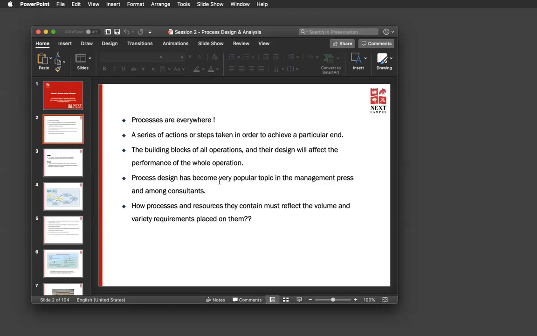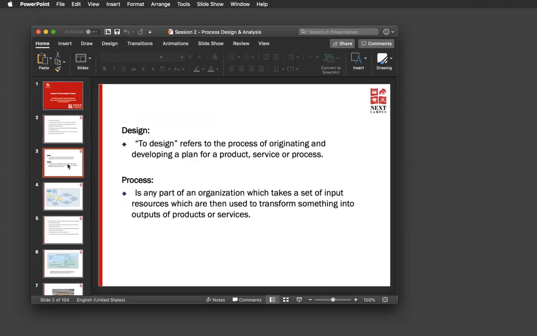Right, so that's actually a rudiment of a process. But processes mean a lot more than that. That's why designing a process is very important. How you design a process will dictate whether an operation is going to be successful or not.